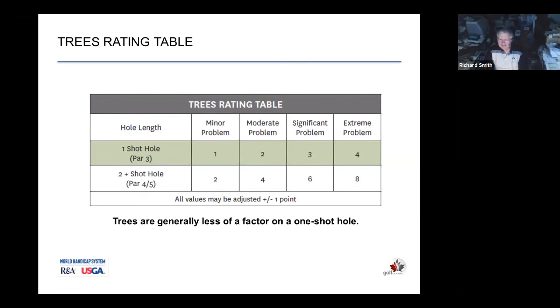The tree table is pretty simple looking. We distinguish between one-shot holes and two or more shot holes, simply because on a one-shot hole, you only have one opportunity to go astray, and your shots will tend to be less than full driver shots. For the two or more shot holes, there are tweeners possible, and in fact, we are encouraged to use them when we figure it's important.